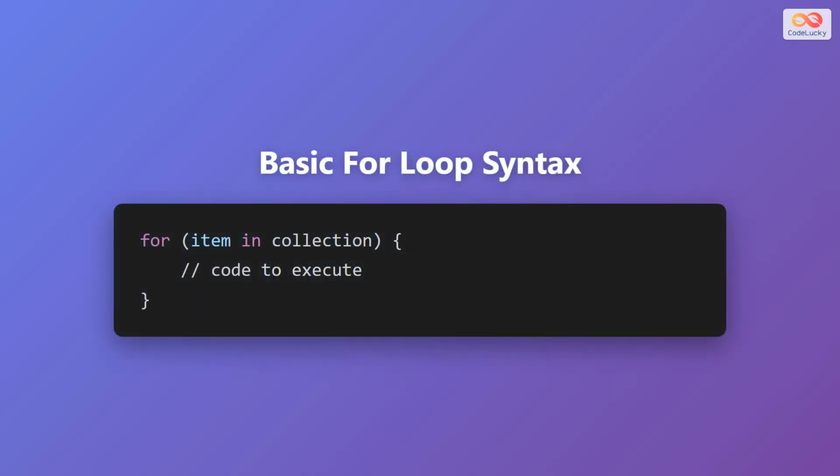Let's start with the basic syntax of a for loop in Kotlin. The structure is simple. You use the keyword for, followed by parentheses containing a variable name, the keyword in, and the collection you want to iterate over. Inside the curly braces, you write the code that should execute for each item. This variable takes on the value of each element in the collection, one at a time.